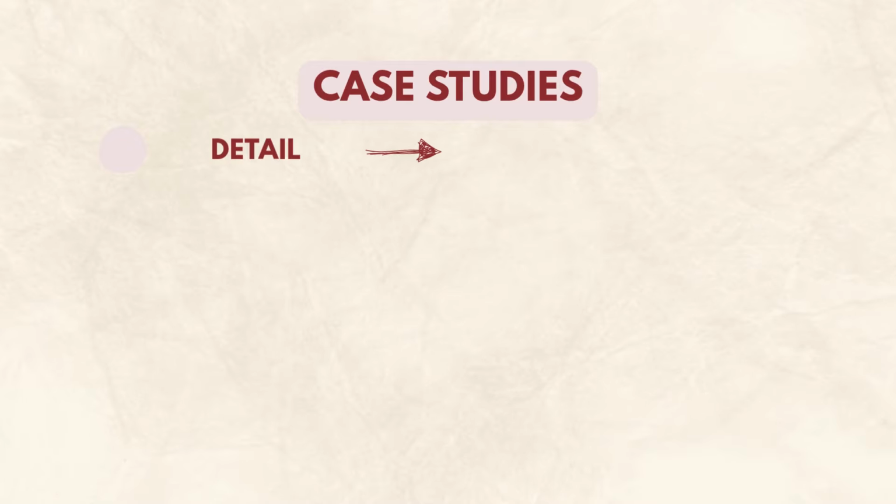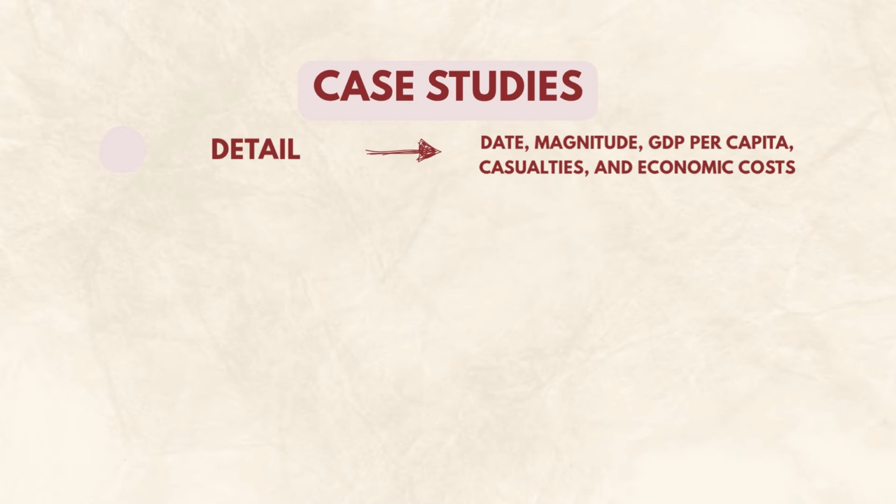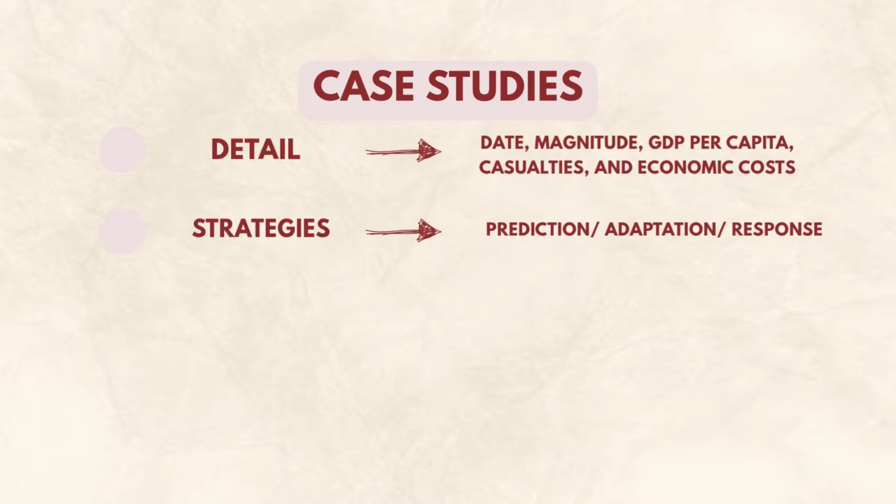Finally, case studies. Detail is everything, so be sure to include the date, magnitude, GDP per capita, casualties, and economic costs. Then explain what strategies were used: prediction, adaptation, response. For low-income countries with fewer strategies, note that one coping method is reliance on aid. Of course, this leads to delayed recovery, such as Haiti in 2010.